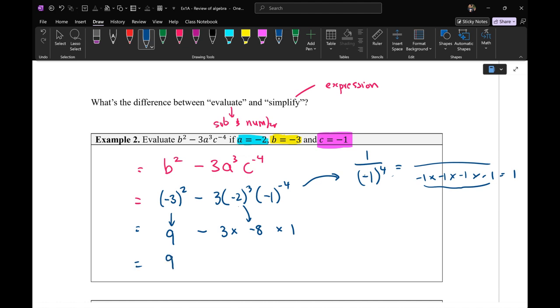So if you put it all together, it should be 9. Negative 3 times negative 8 is positive 24. 24 times 1 is positive 24. 9 plus 24.